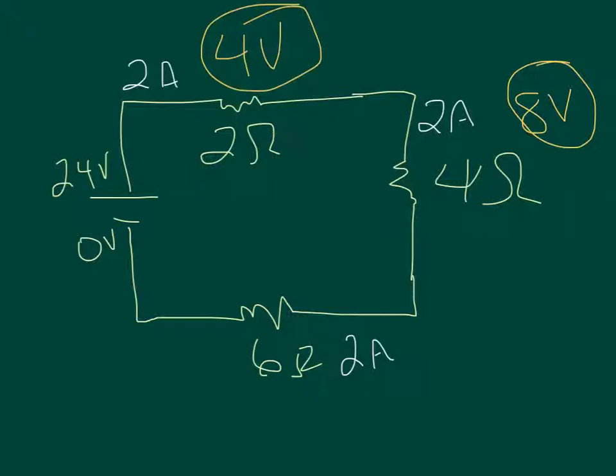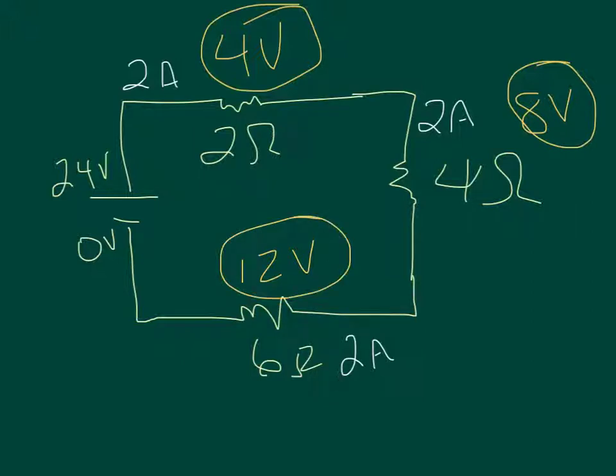Then they must continue on with their quest. And as they continue on with their quest down through here, they must go through this 6 ohm resistor. In order to go through the 6 ohm resistor, they must again use Ohm's law. 6 times 2 is equal to 12 volts.